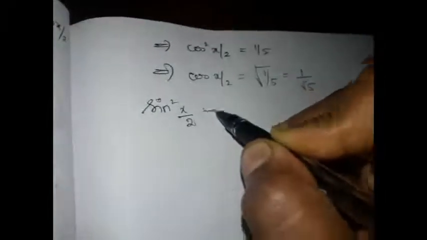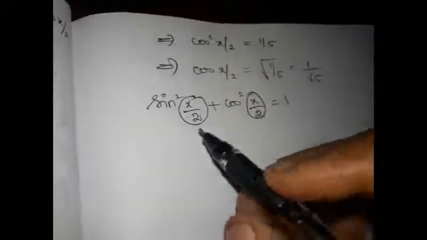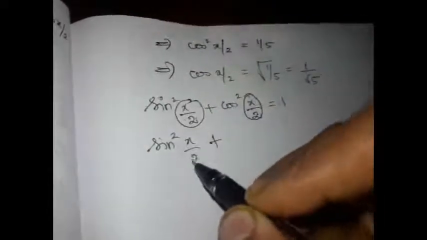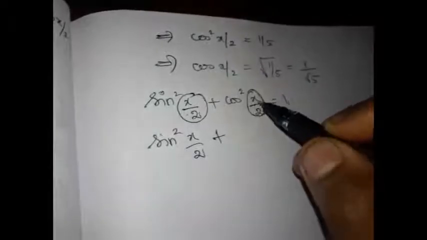Once we know cos x by 2, we can very well find sin x by 2, because what is the relation between sin and cos? We know sin squared x plus cos squared x equals 1. Whatever the angle is, if you have the same angle, then sin square theta plus cos square theta is going to be 1 only. Now we don't know what is sin square theta. So sin square x by 2 plus cos square x by 2, which we know is nothing but 1 by 5, equals 1.